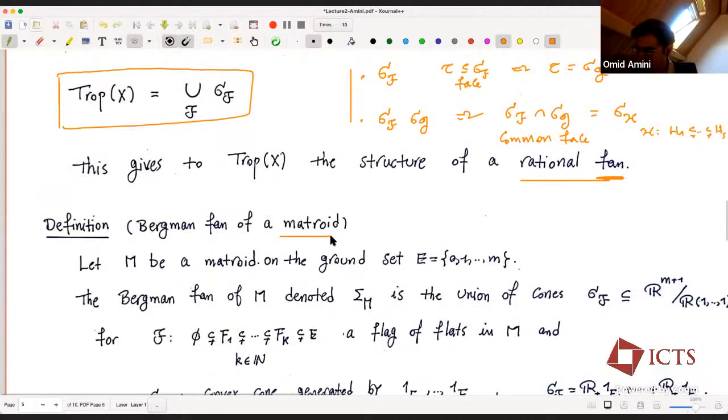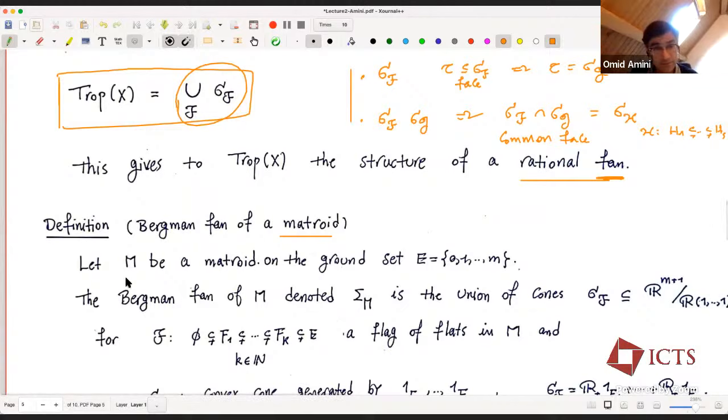So the idea is that now you can completely forget about the variety, the complement of the hyperplane arrangement, and the embedding you get inside the torus, all the linear equations and so on. Basically, you can associate the combinatorial analog of this object by taking this as the definition, because everything is now combinatorial. So you take, yes?